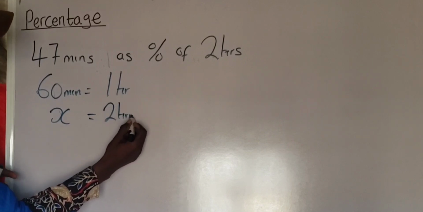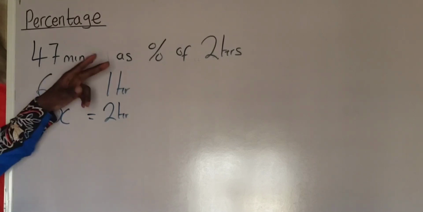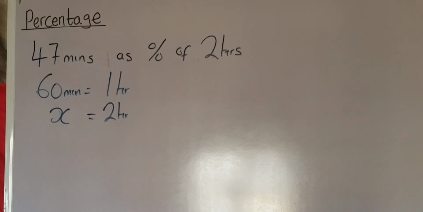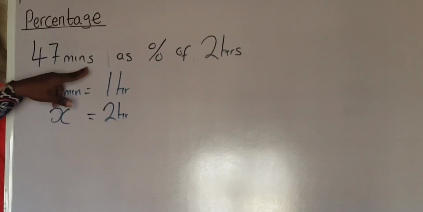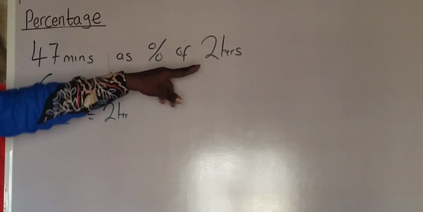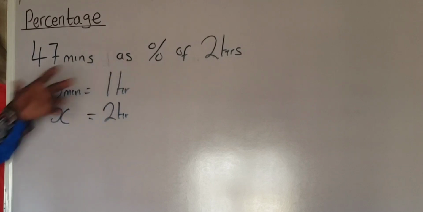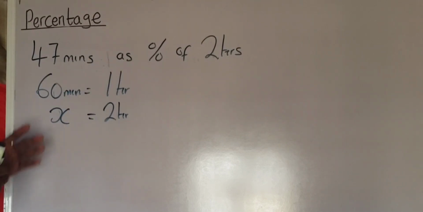Please, it is very important that you understand what I'm trying to do. We are asked to express 47 minutes as a percentage of 2 hours. To express a quantity as a percentage of another quantity, both quantities must have the same unit. Now look at the units. We have minutes in this place and hours here, so we cannot express this quantity unless we convert this to minutes. That's the easiest way to go. So I want to convert 2 hours to minutes, and that's what I'm doing here.